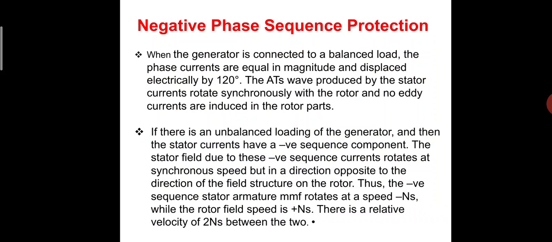Next one, negative phase sequence protection. When the generator is connected to a balanced load, the phase currents are equal in magnitude and displaced electrically by 120 degrees. The MMF wave produced by the stator currents rotates synchronously with the rotor, and no eddy currents are induced in the rotor parts.